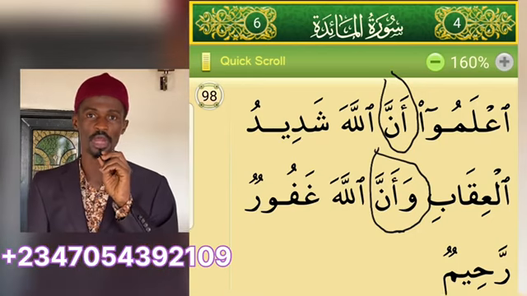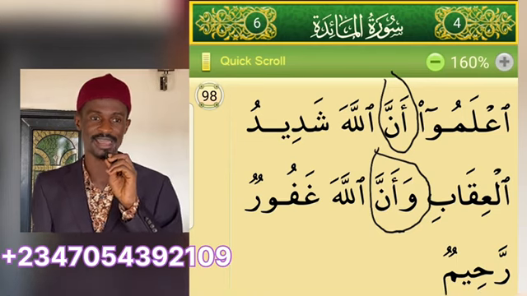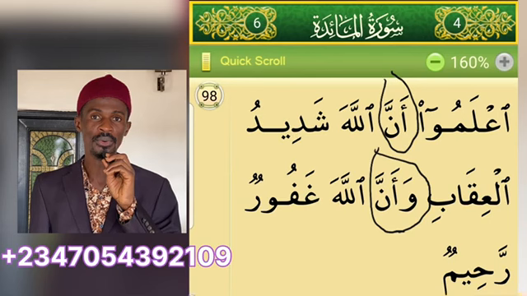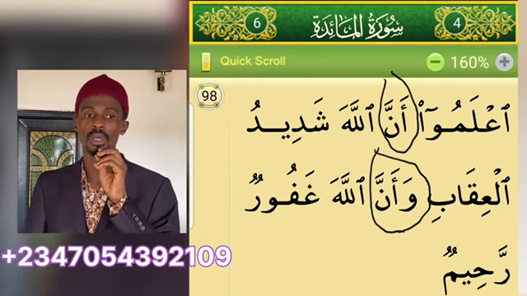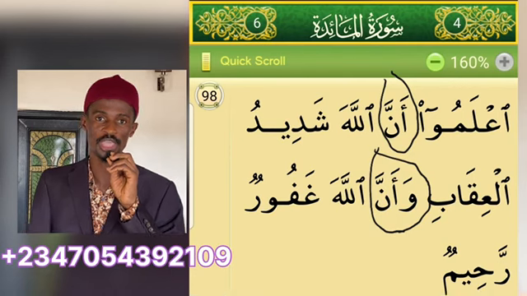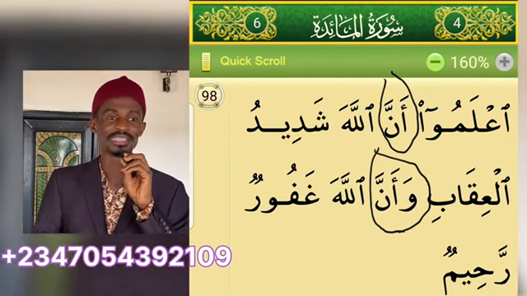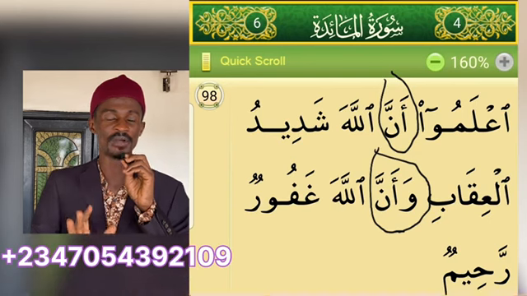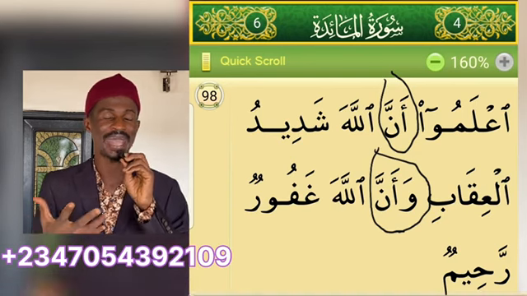Example of this from the Holy Quran is Surah Al-Ma'idah, Quran chapter 5, verse 98. Allah subhanahu wa ta'ala says, "I'lamu anna Allah." And also he said, "Wa anna Allah ghafurur rahim." So we use anna because there is no qala before the anna. So instead of inna, we use anna.